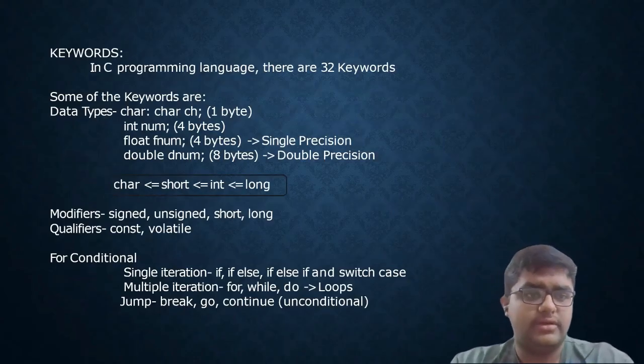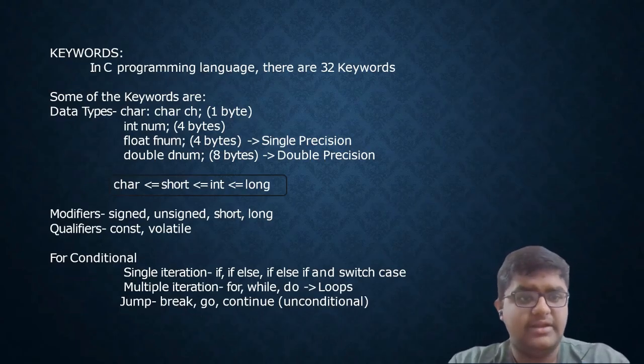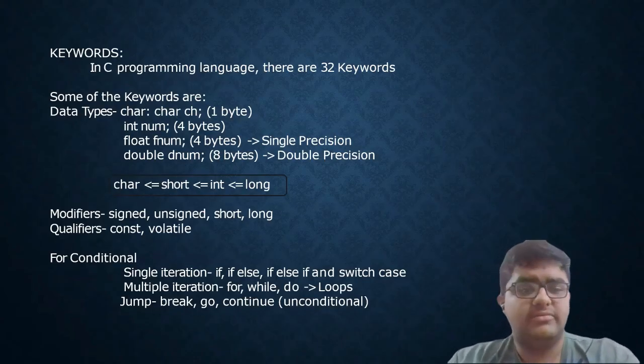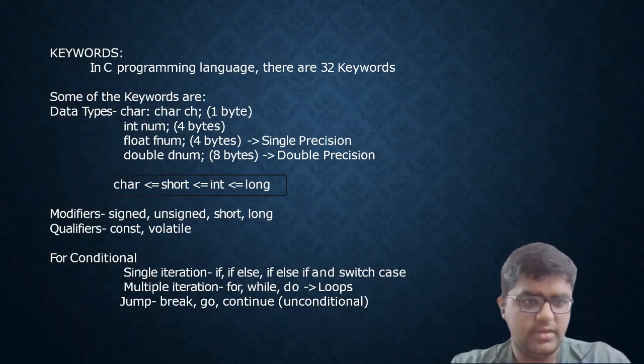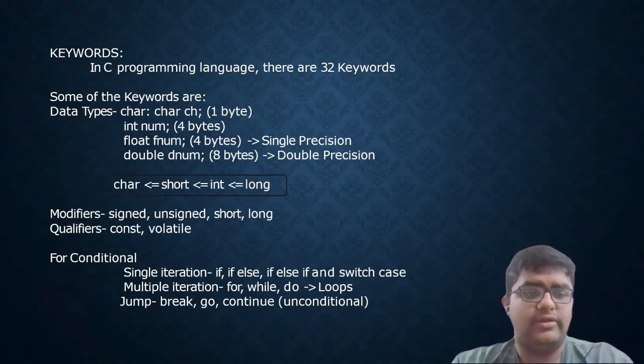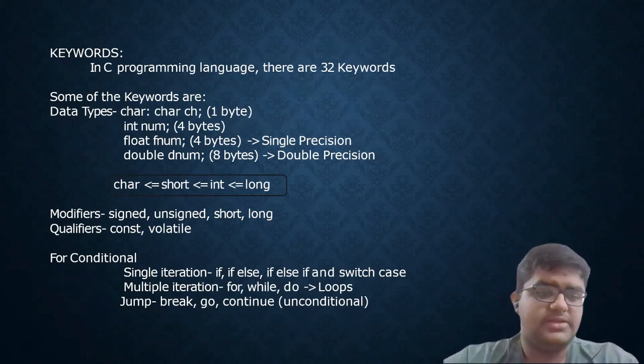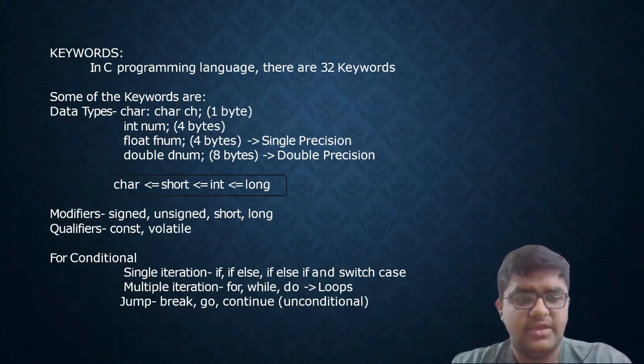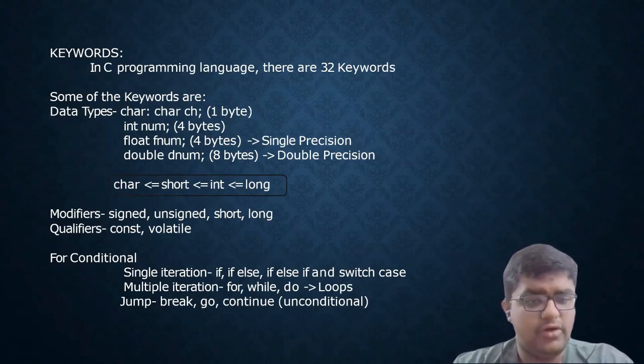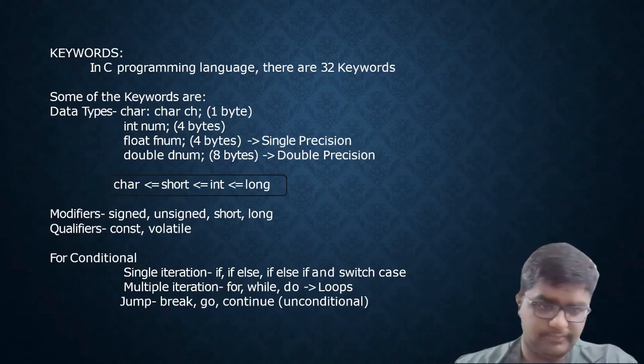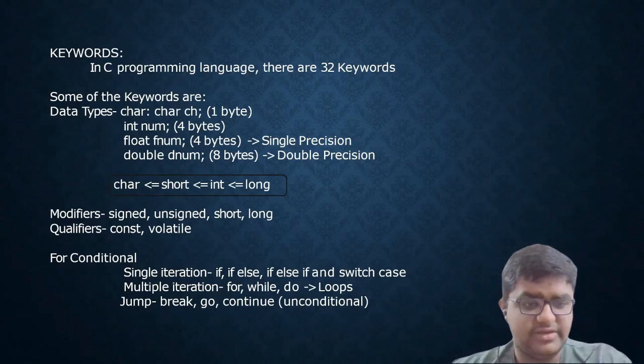And keywords, we have data types. So there are char, which is 1 byte, int, which is 4 bytes, float, 4 bytes, and double, which is 8 bytes. Float is specifically for decimal numbers. There are modifiers, qualifiers, and for conditional operations, we have single iteration: if, else if, and switch case; multiple iteration: for, while, and do loops; and jump, which are break, goto, and continue, unconditional.